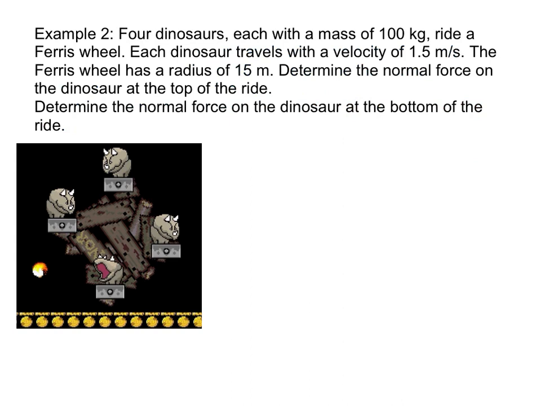All right, so we are back with our dinosaurs on a Ferris wheel. Here we have the 4 dinosaurs, each with a mass of 100 kilograms. And each dinosaur travels with a velocity of 1.5 meters per second around in that Ferris wheel, which has a radius of 15 meters. We want to determine the normal force, the Fn, at the top of the ride, and we want to determine the normal force for the dinosaur at the bottom of the ride.